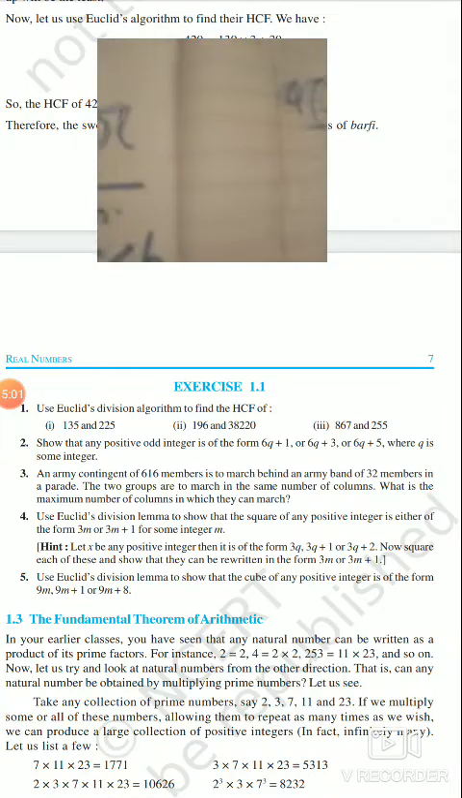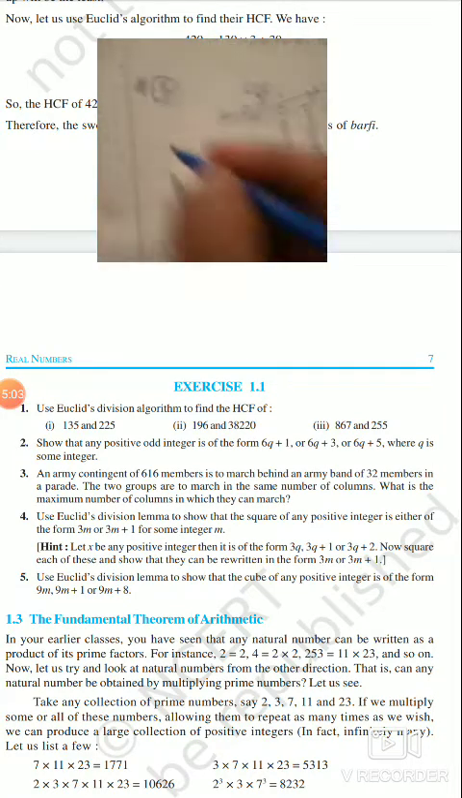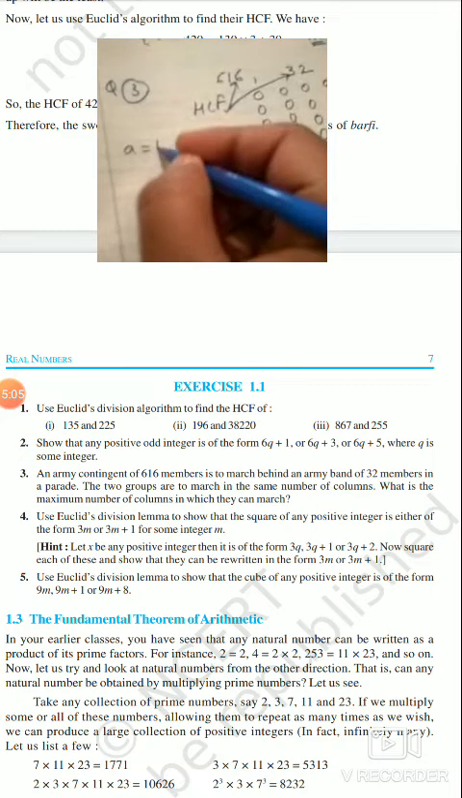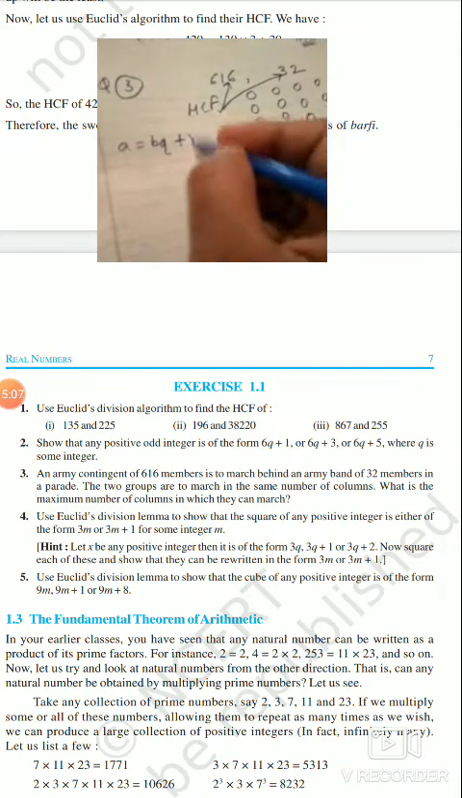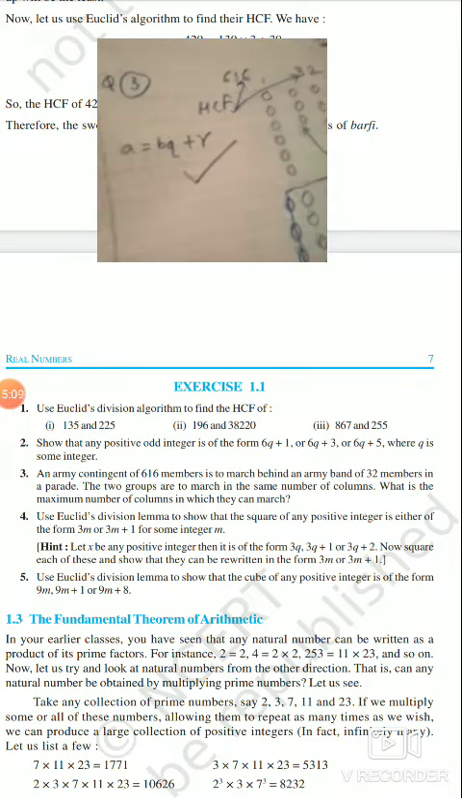Now the same rule you can use, Euclid's algorithm. A equal to BQ plus R. You can do this.